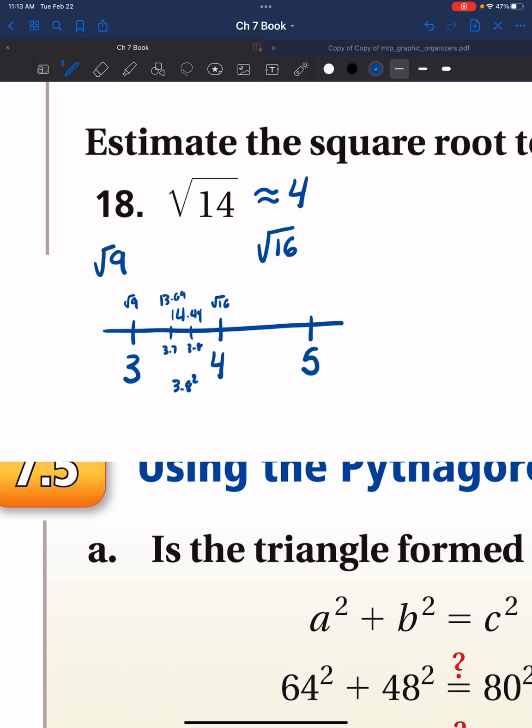14.44? Yeah, it is. So I would say the final answer here is the square root of 14 is approximately 4, and it's also approximately 3.7. The reason why I make this number line right here is so that I can really start thinking like, okay, the square root of 9 is 3, the square root of 16 is 4. I know the square root of 14 has got to be one of these digits in between here, right? It has to round up to 4 because I just told myself it was about 4.